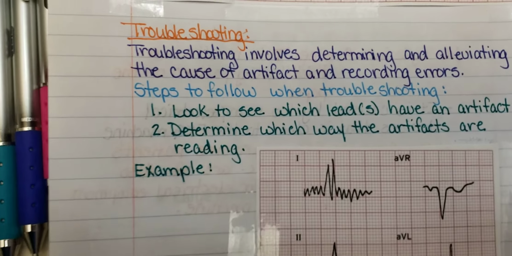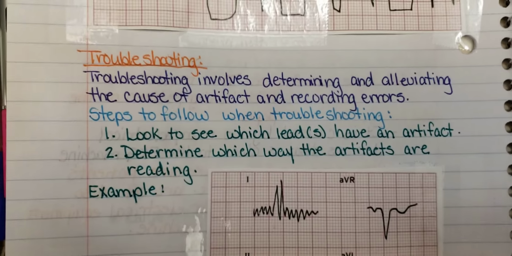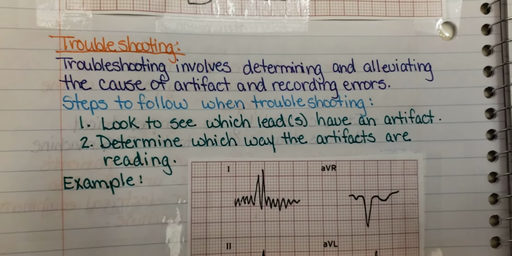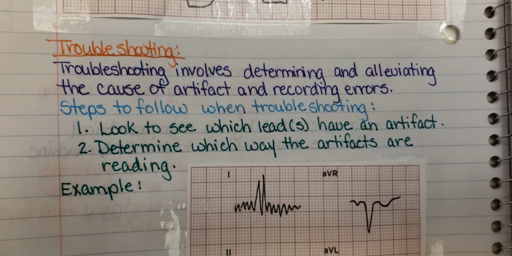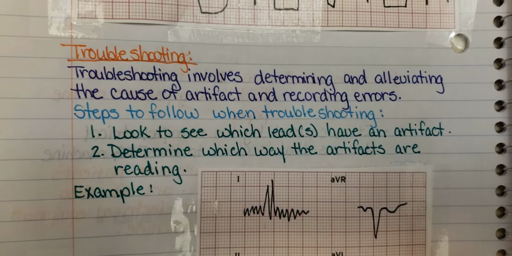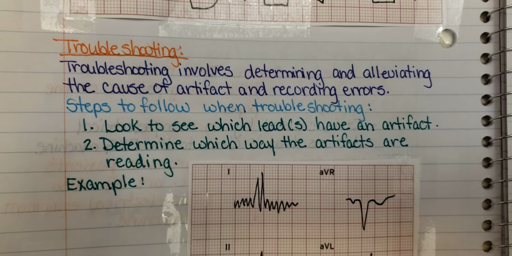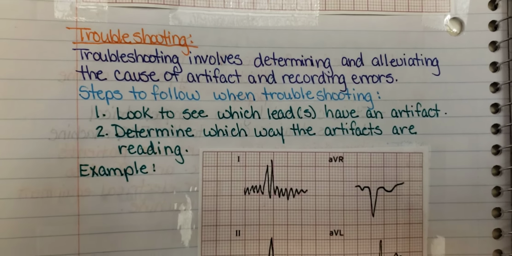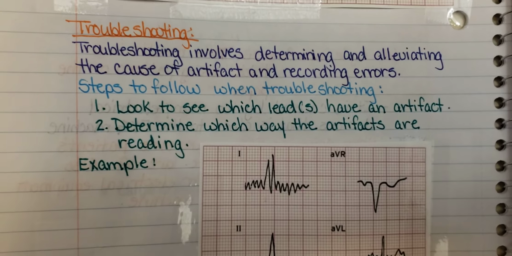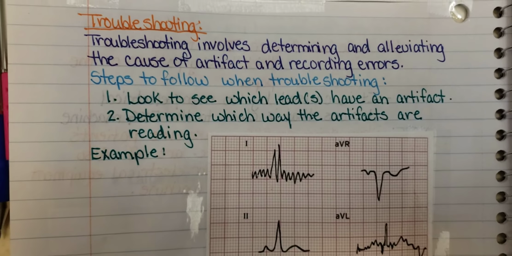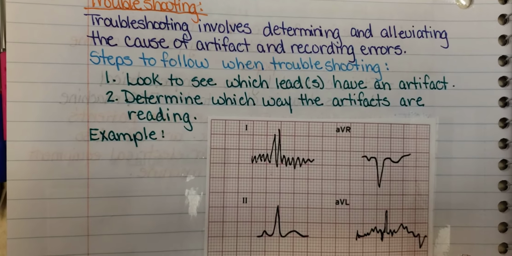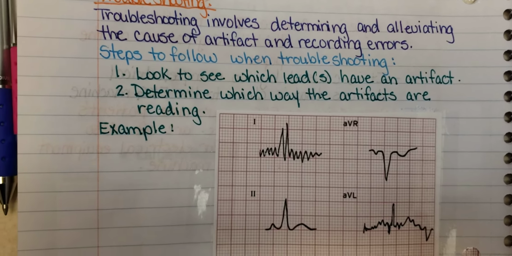Things we need to remember whenever we're doing an EKG: if we are having artifacts in our reading, even though we have checked everything, this is how we troubleshoot, is to determine what is causing the recording error. These are the steps you need to take when troubleshooting. Look to see which lead or leads have an artifact. Determine which way the artifacts are reading.